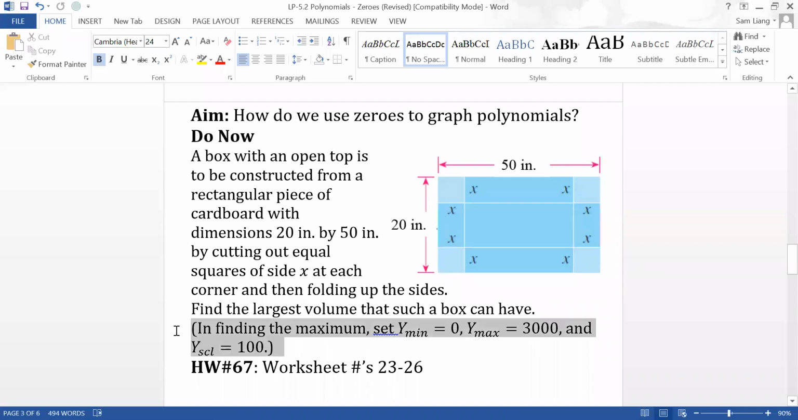And here I had a hint as to what to set your window to. So y min 0, y max 3000. So the volume is going to be on the large side, and then change the scaling to 100. For x min, x max, if you do it on your TI-84 or other graphing calculator, then I would set that to like 0 to 10. That should be enough. Okay, so take another minute or so to attempt this problem, and then we will discuss the solution.